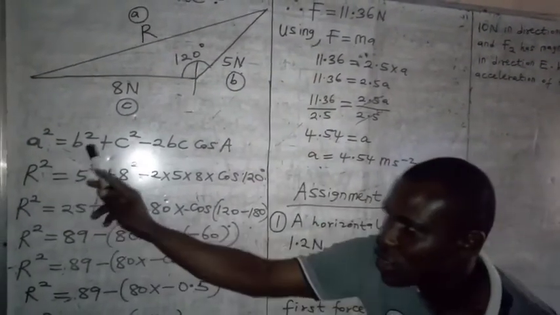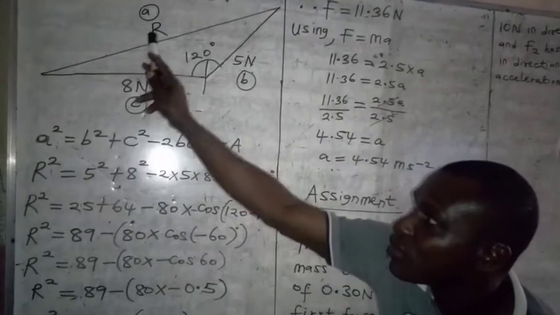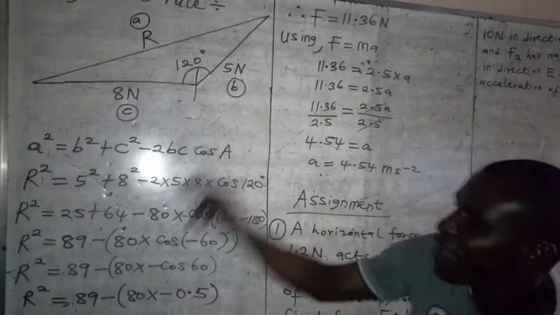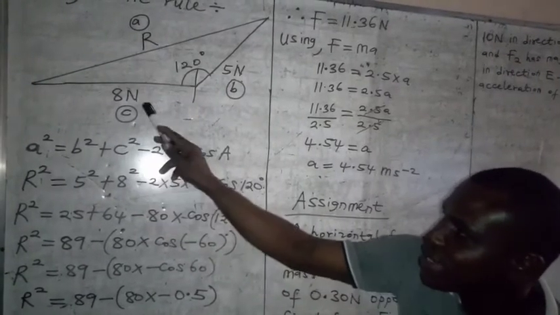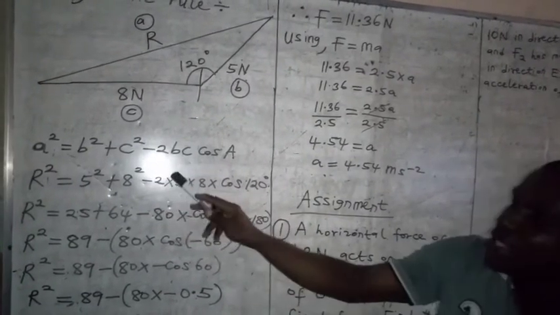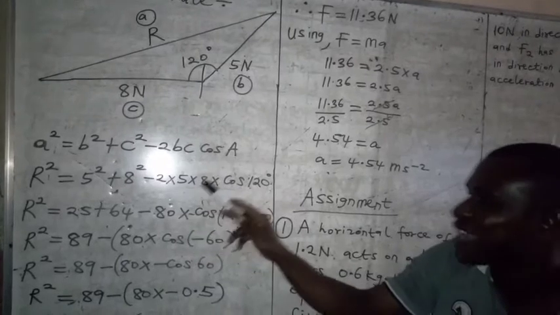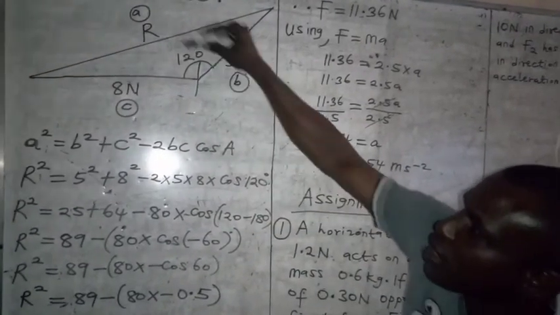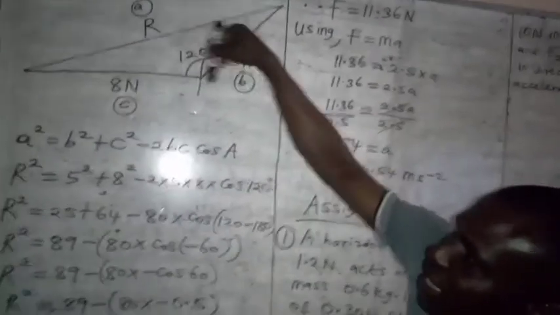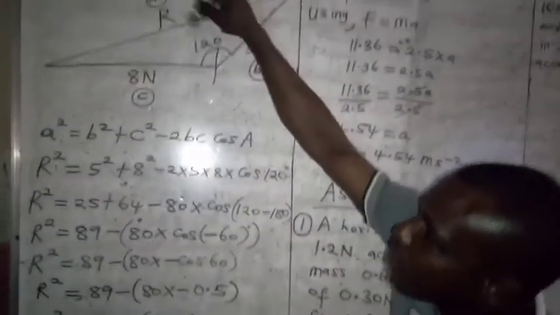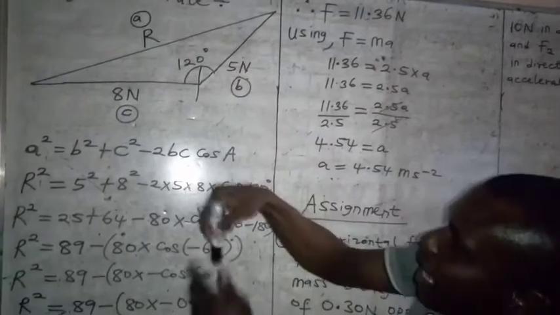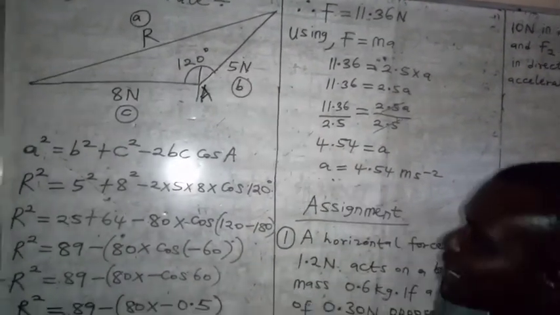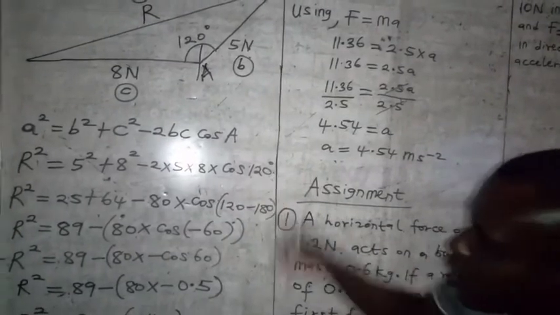So according to this cosine rule, a square, a is R, so R square equals b square, b is 5, so 5 square, plus c square, c is 8, so 8 square, minus 2bc, so it will now be minus 2 times 5 times 8, times cos of angle A. Remember, this is angle A, the angle that faces side a. So that is angle A, look at angle A here. So we now have it as 120 degrees. So it will now be times cos 120 degrees.